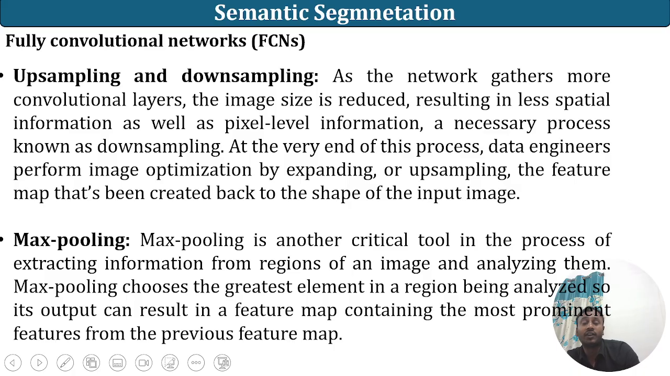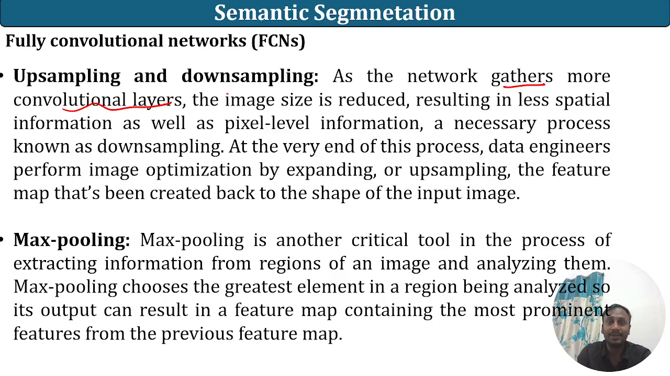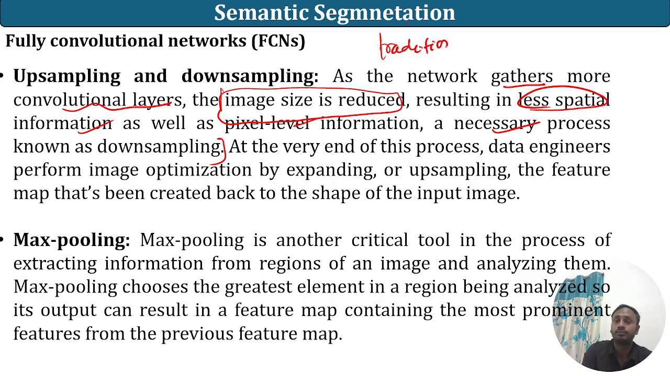How will things look? What do we mean by upsampling and downsampling? As the network gathers more convolutional layers, the image size reduces, as we saw in the previous CNN series. In that case, we lose spatial information as well as pixel-level information. That process is called downsampling. In the traditional forward process, it becomes downsampling.